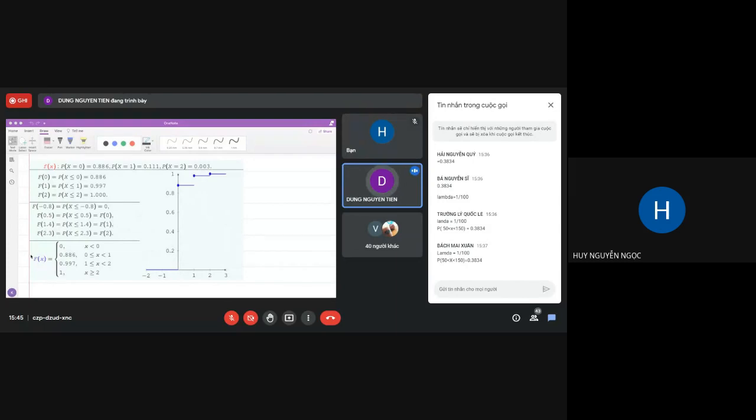In summary, you get the function capital F of x, which is 0 for any x negative, 0.886 for any x between 0 and 1, 0.997 for any x between 1 and 2, and 1 for any x greater than or equal to 2. And if you draw the graph of the function capital F of x, then you get this. X is negative, so you come up with this one. X is between 0 and 1, then 1 and 2, and then more than 2.